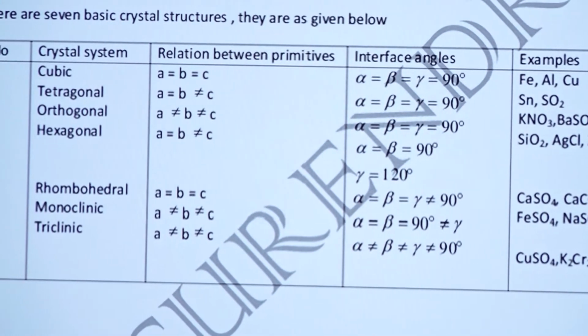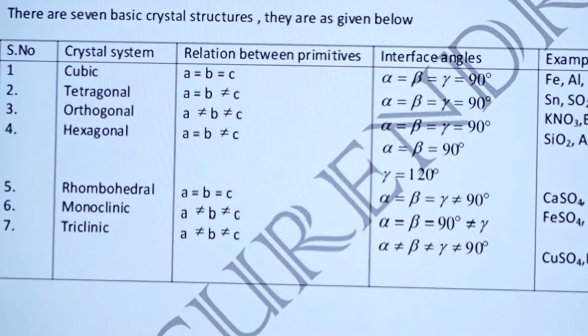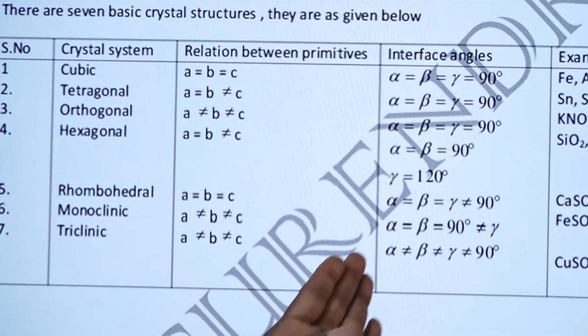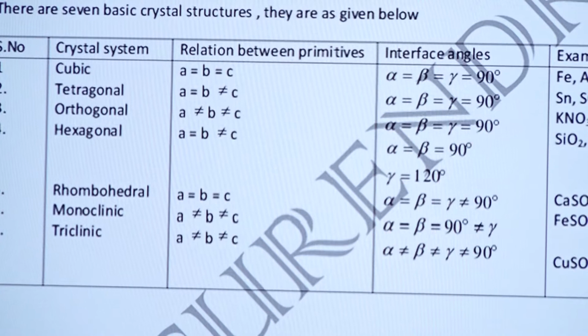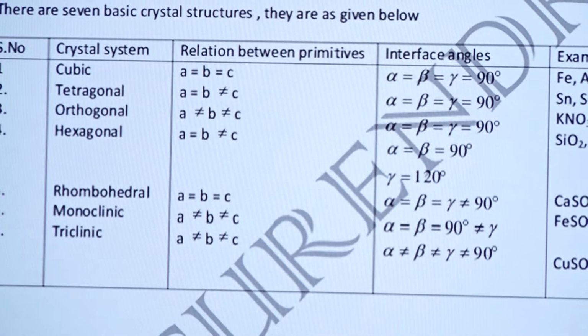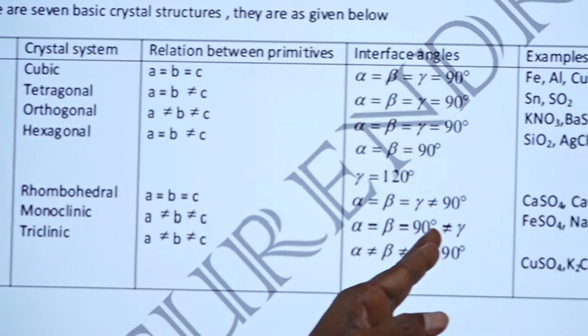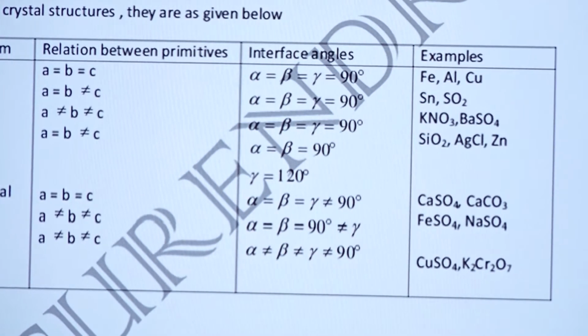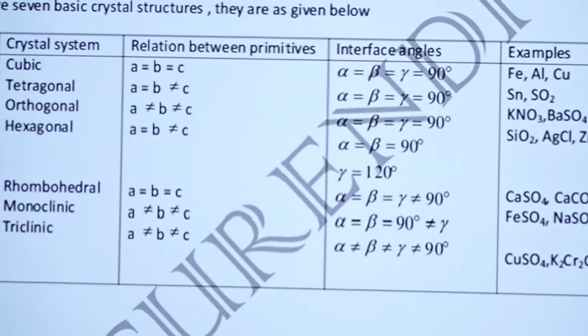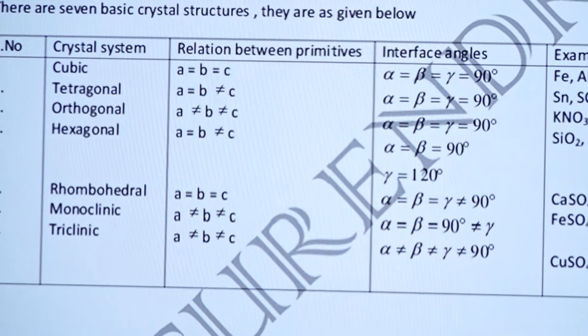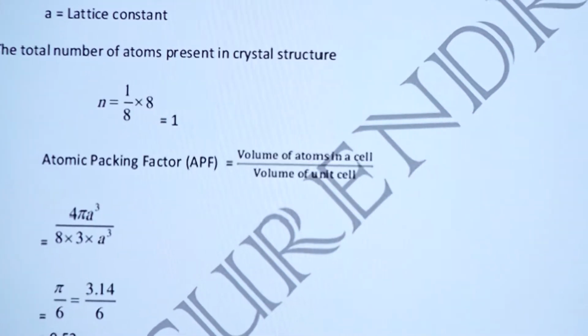Monoclinic: all the sides are not equal. Triclinic: all the sides are not equal. But in monoclinic, two angles are equal to 90 degrees and one angle is not equal to 90 degrees, so the gamma value is not equal to 90 degrees. In triclinic, all the angles are unequal and not equal to 90 degrees.